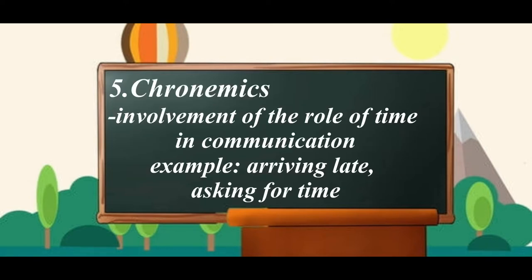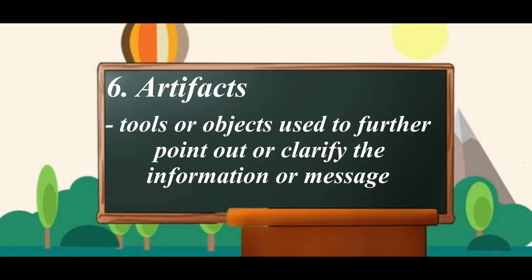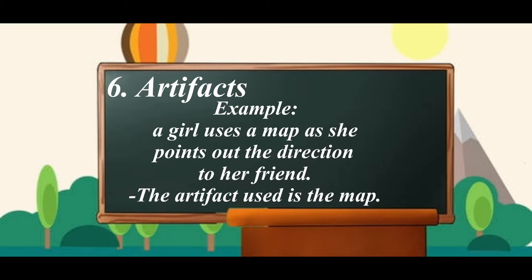Number five is chronemics, the involvement of the role of time in communication. Example, arriving late or asking for time. Next is artifacts, tools or objects used to further point out or clarify the information or message. Example for this is a girl uses a map as she points out the direction to her friend. So the artifact used is the map.